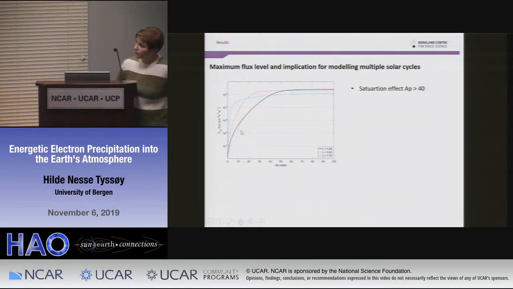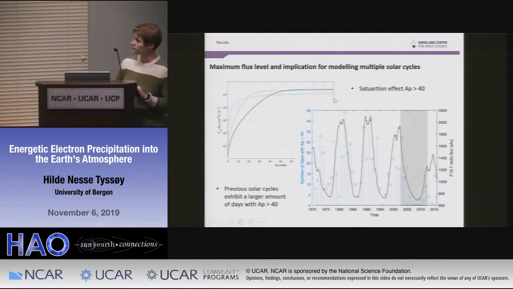And finally, in this comparison, I will address this saturation effect a little bit more, because the model is based on the years from 2002 to 2012. And we look at the solar cycle here in dashed black. This period is not necessarily representative for a strong solar cycle. The blue circles here indicate the number of days during the different years you reach the saturation level, you reach AP above 40.